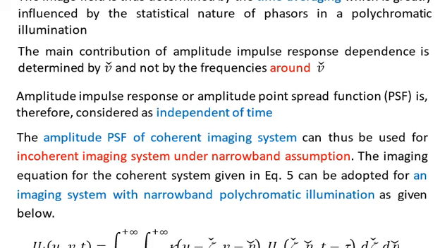So you see that even in an incoherent system, the amplitude impulse response will be the same as we use for the coherent system. That's why we have used the word amplitude impulse response, or the amplitude point spread function, which is therefore considered as independent of time.